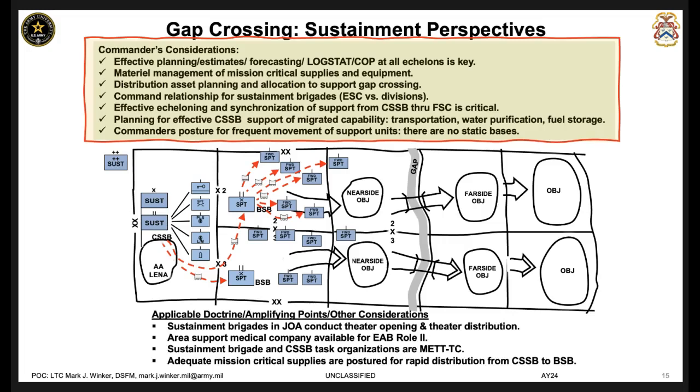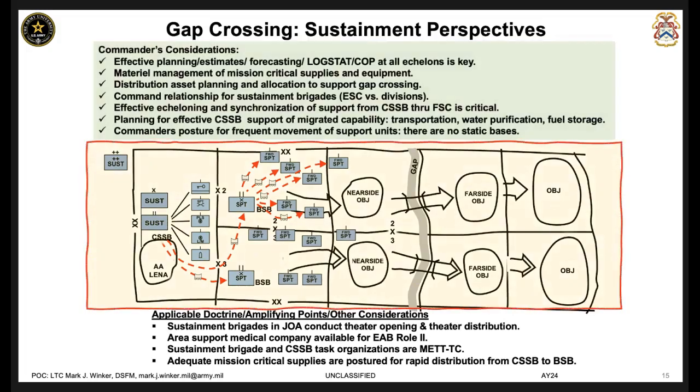Highlighted is the need for adaptability, with commanders being prepared for the frequent movement of supply units, as static bases are not an option. One can infer from the operation graphics the importance of having critical supplies ready for rapid distribution, ensuring logistical readiness and support continuity across the battlefield.